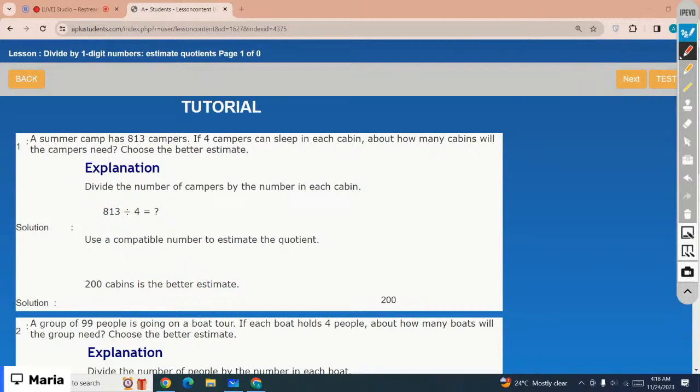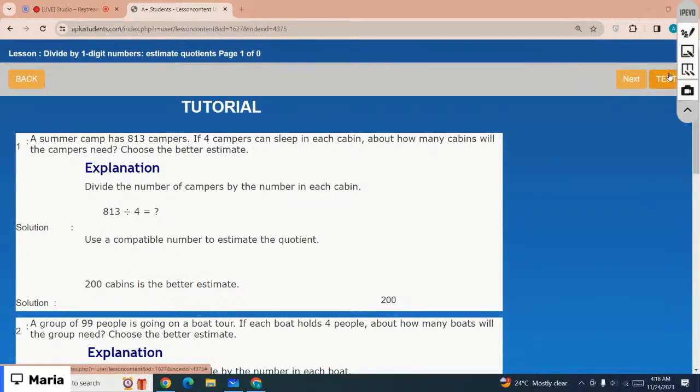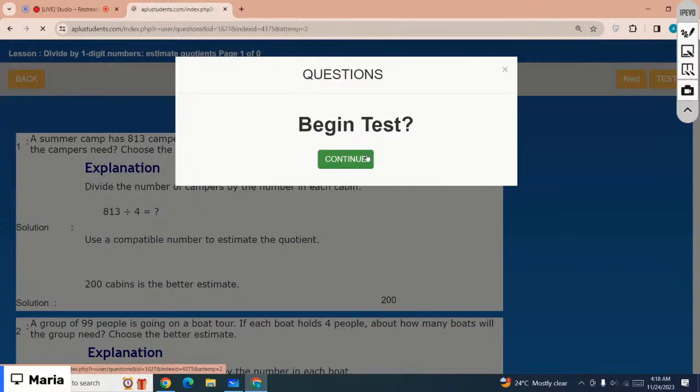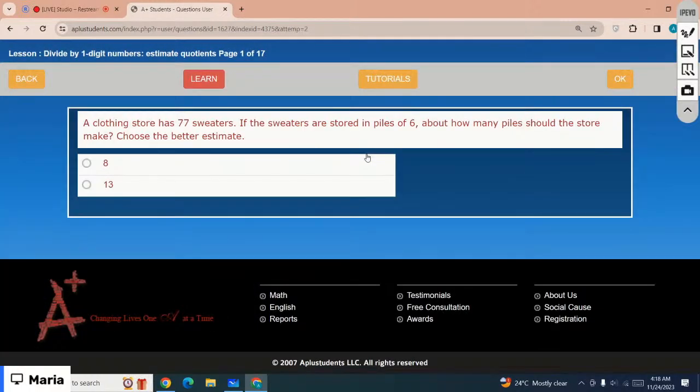Let's just start with the test questions. You don't need exact answers. The clothing store has 77 sweaters. If the sweaters are stored in piles of 6, about how many piles should the store make? Choose the better option. So you have to do 77 divided by 6. Which is the better estimate, 8 or 13?